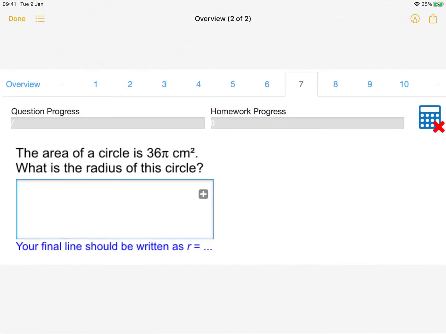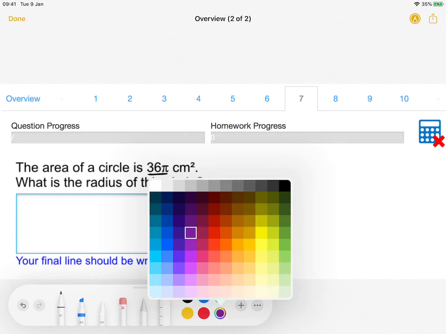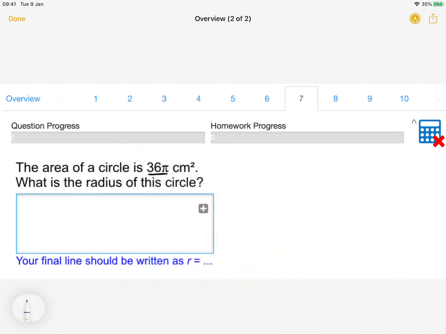So question 7. Area of a circle is 36 pi centimeters squared, so notice the answer's left in terms of pi. What is the radius of the circle? This brings in that thing where we were working backwards as well. First of all, let's just draw a circle, and we're trying to work out the radius. So let's do our DRAC. I don't know that, I'm trying to work it out.